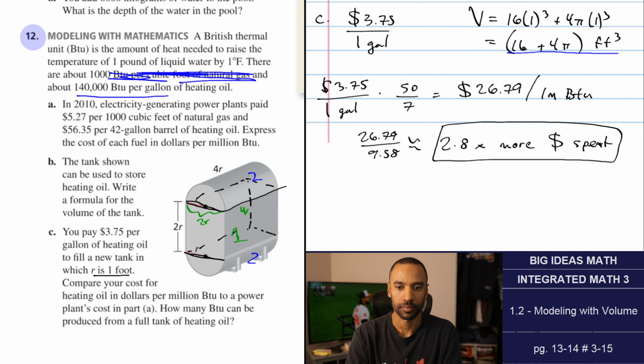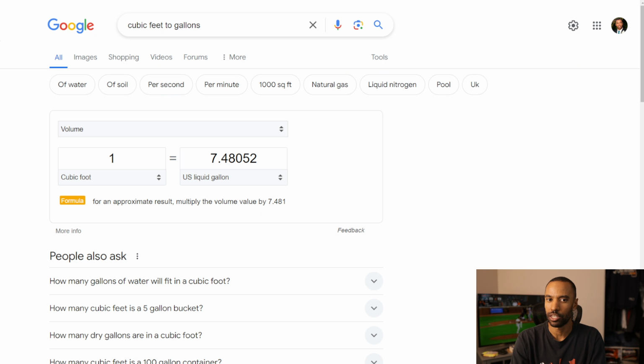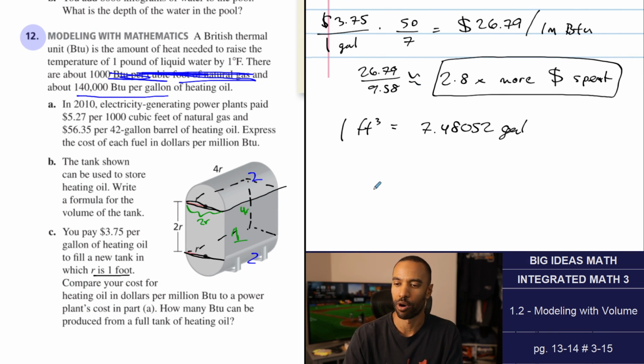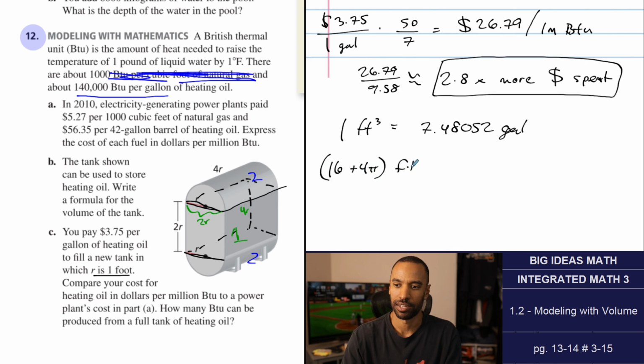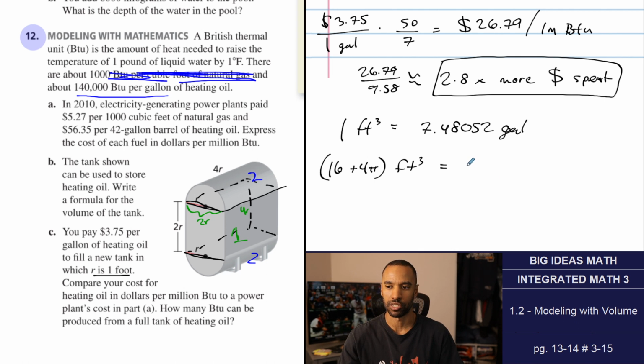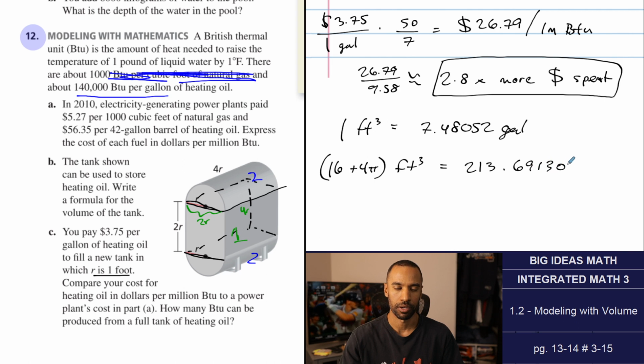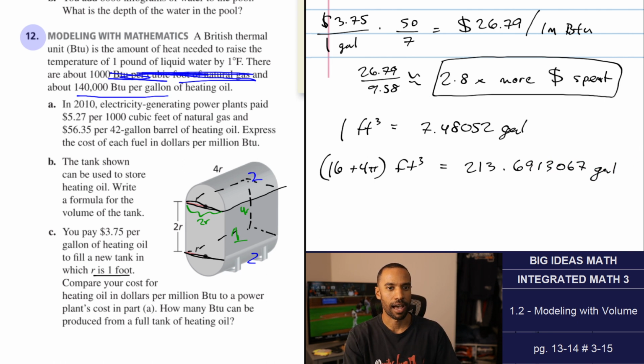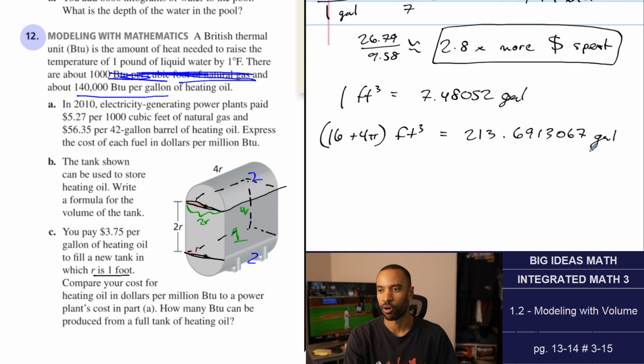And here we have this: 1 cubic foot equals 7.48052 gallons. Let me write that. Now we currently have 16 plus 4 pi cubic feet, so we multiply 7.48052 by that to get the number of gallons. Let's multiply 16 plus 4 pi by 7.48052. This is not exact, but I'm going to write it all out: 213.6913067 gallons.